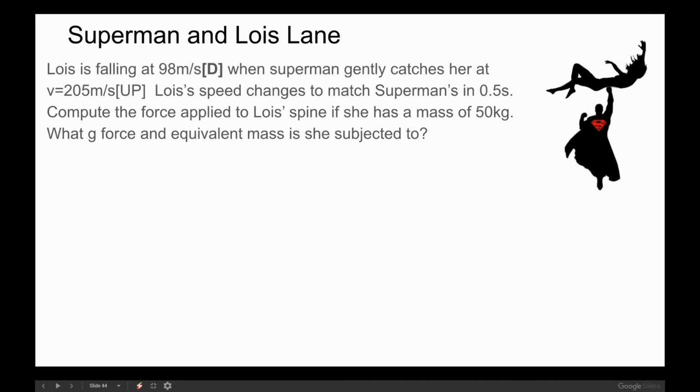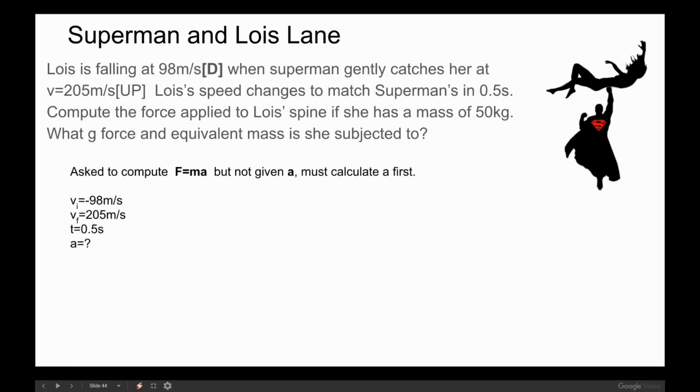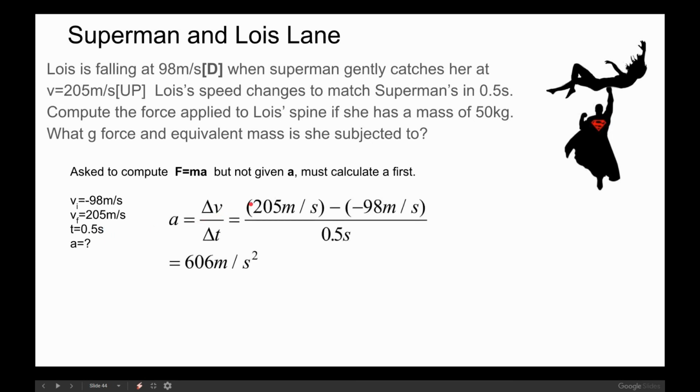So she's going down at 98. He's going up at 205. We are asked to compute F equals ma, but not given a. We must calculate it first. So the parameters of the problem are this. Minus 98, 205, 0.5. We're assuming down is negative. The final speed of Lois is this. The initial speed is that. So she's doing about 305 meters per second change in half a second, which is 610 when I round.